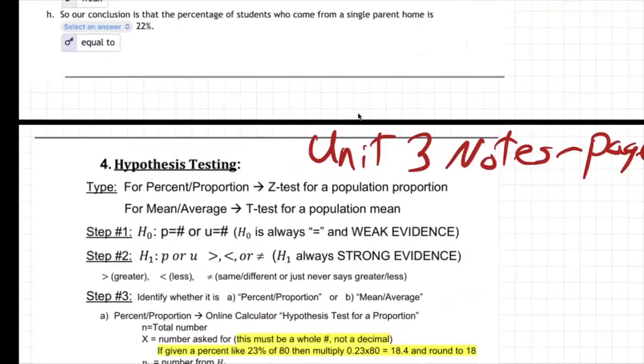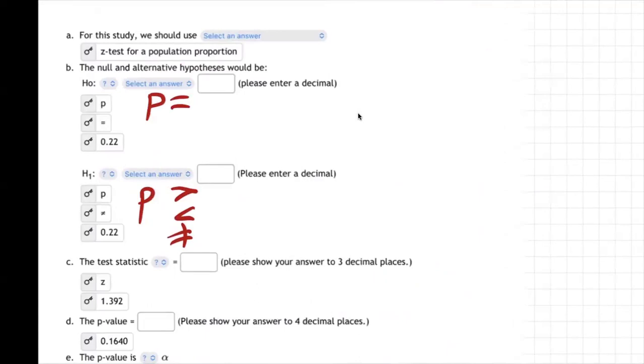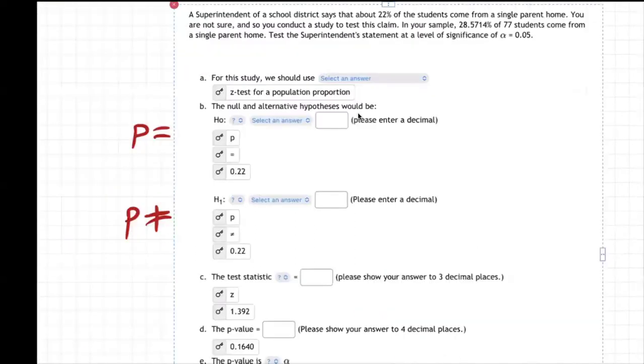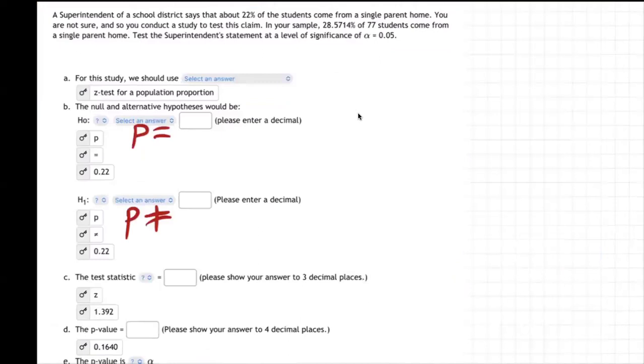That's our situation. If you look back at the words here, it's going to be not equals. And how do I know that? Because it never says greater or less, right? As you read the words, let's read it again. Superintendent of a school district says that about 22% of the students come from a single parent home. You think it's more than that? Nope, doesn't say that. You think it's less than that? Nope, doesn't say that. It just says you're not sure. It never says anywhere greater or less or bigger, faster, nothing like that. So that means it's not equal.